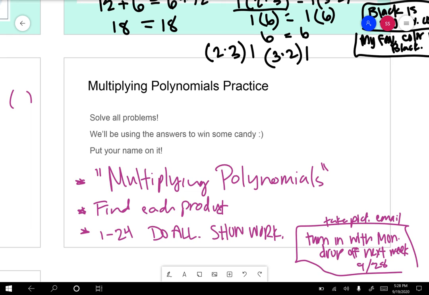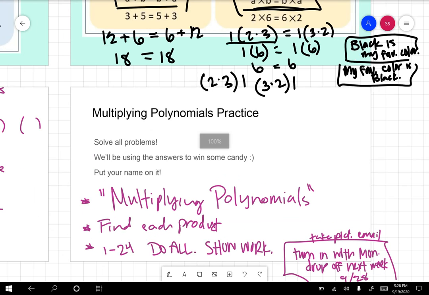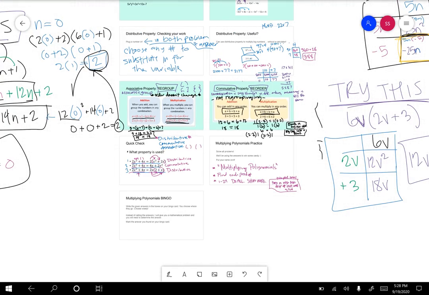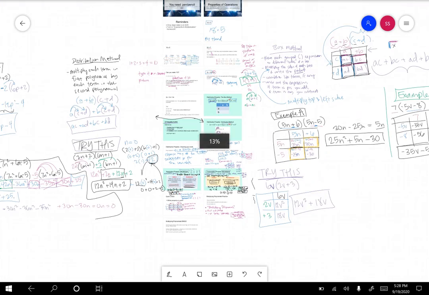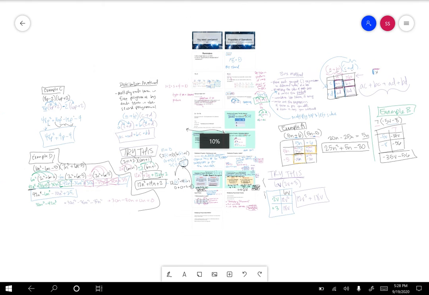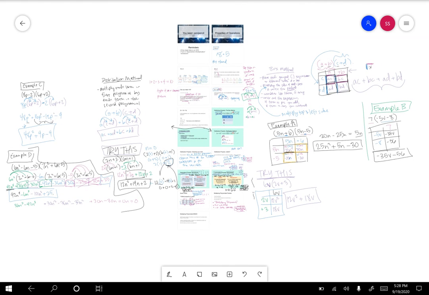So you need to do all of them. You need to show your work. You'll notice that when you're going through these problems, almost all the examples we did with the distributive method, so the box method and distribution method, so example A, B, C, D, and the 2 try this problems, those are actually problems from the worksheet. So you already have 6 of those problems done. Really you just need to copy what you did back onto the paper. So really you only have 18 problems to do by yourself.